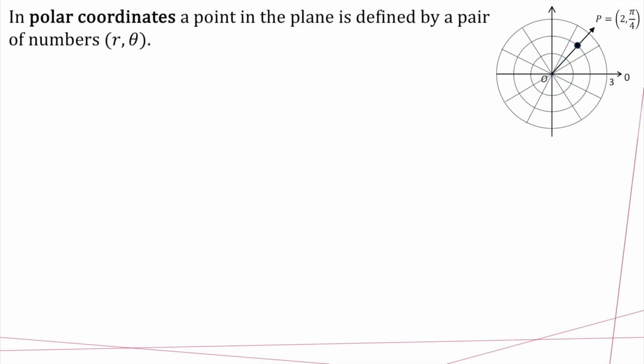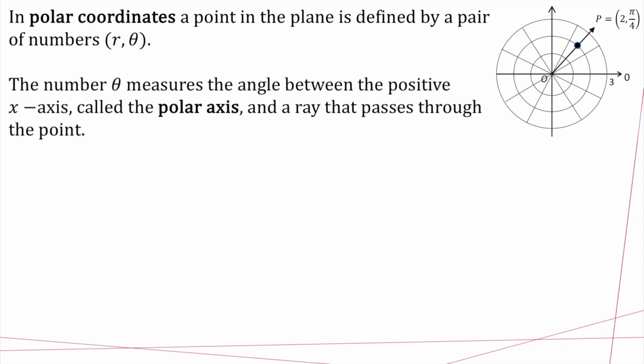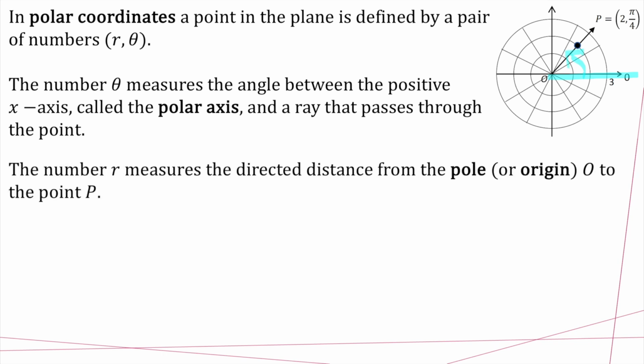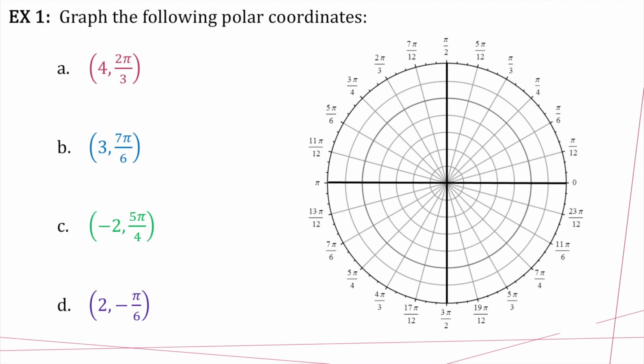In polar coordinates, a point in the plane is defined by a pair of numbers, r and theta. The number theta measures the angle between the positive x-axis, called the polar axis, and a ray that passes through a point. The number r measures the direct distance from the pole or origin to the point P. So let's see what that looks like.